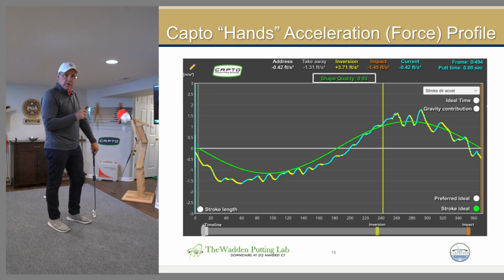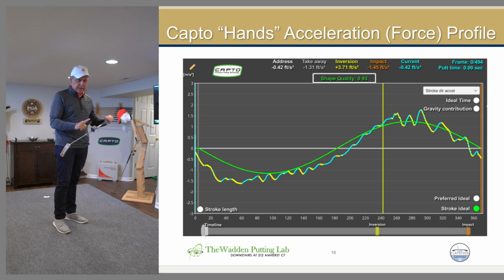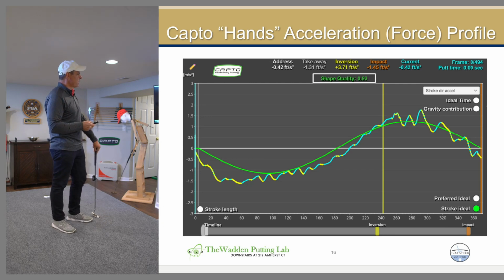Okay, so before we get into the case study, I want to explain a little bit about how the Capto acceleration curve works. Capto is this device that goes on the shaft. Many of the Flat Stick members are used to David talking about this putting analytic device. This is, in my opinion, one of the key graphs in the whole Capto system.